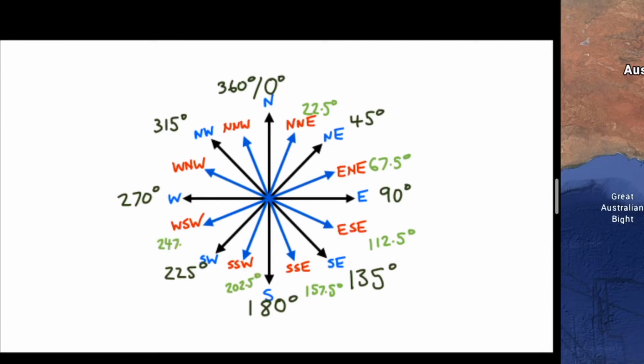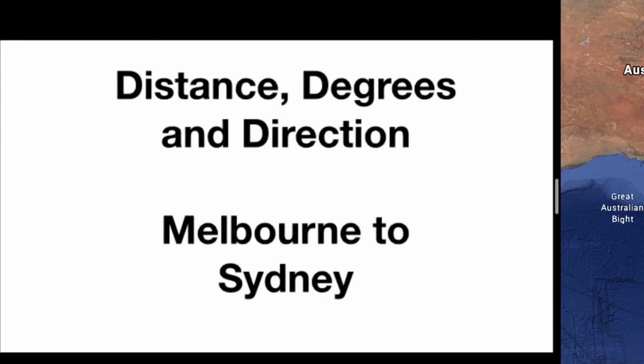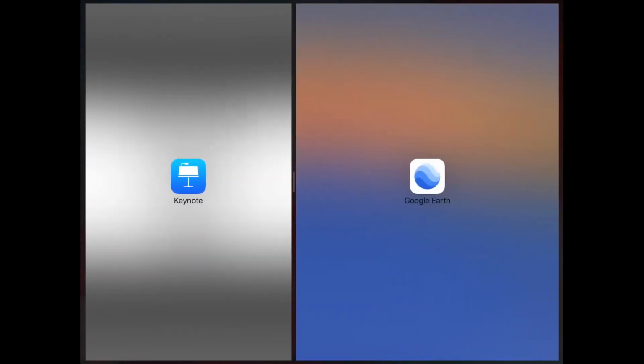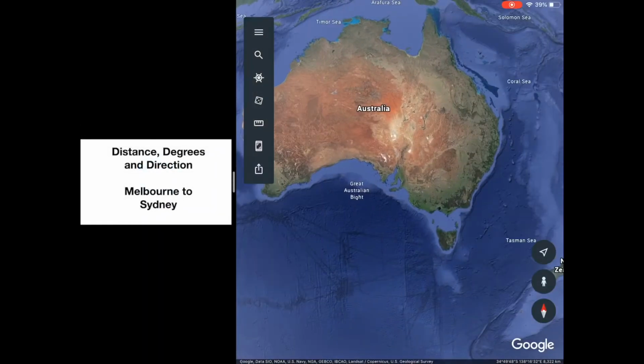So you can sort of see how our angles come into play. Okay, there's a 90-degree angle when you get from north to east. Anyway, that's really important that we know, so we can measure some distances and look at degrees and direction. For example, when it comes to from Melbourne to Sydney, when we check out Google Earth.